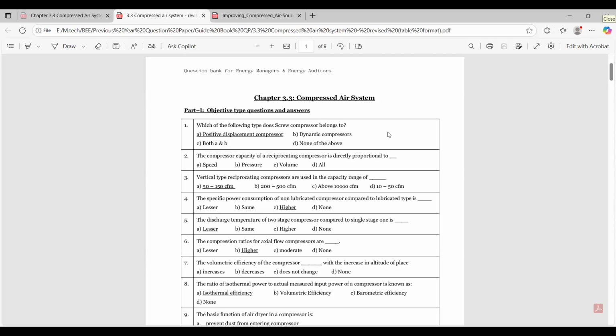There is a question bank for energy, like in compressed air systems. I'll share this question bank with the organizers so they can share it with you. So we'll go one by one. Which of the following types does a screw compressor belong to? A screw compressor is a positive displacement compressor.